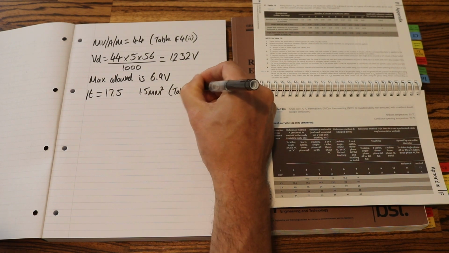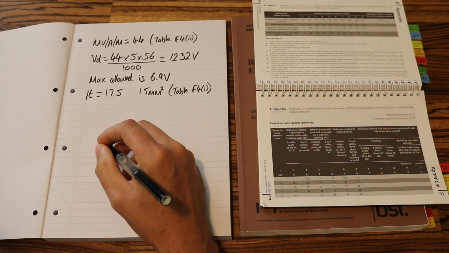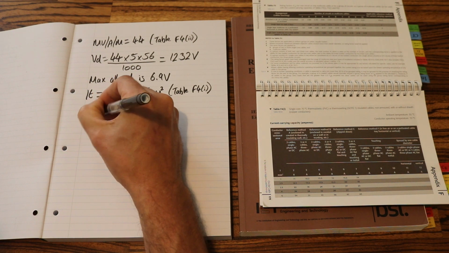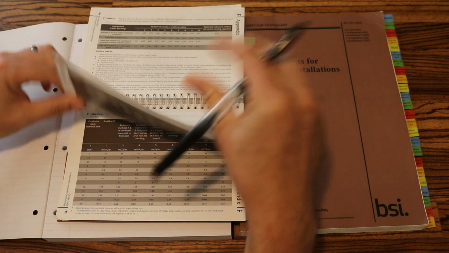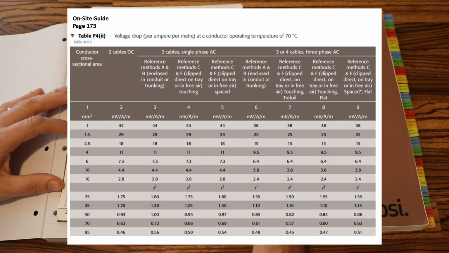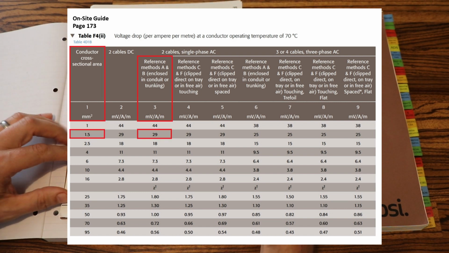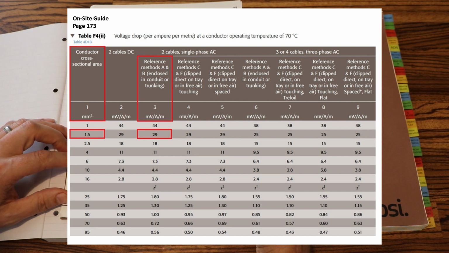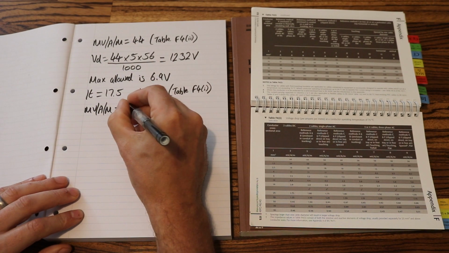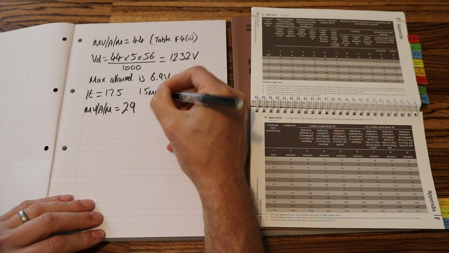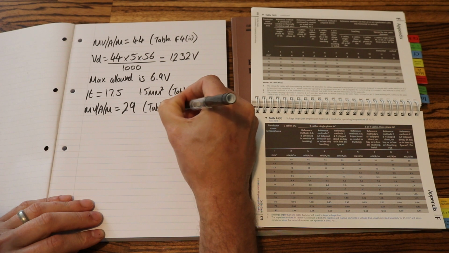Reference the table again, table F4I, and the MVAM becomes, look at the MVAM table. MVAM, we are column 3, reference method B, column 3, we go to 1.5mm cable on column 1 and it gives my MVAM as 29. So MVAM now becomes 29. Reference the table again, table F4II.